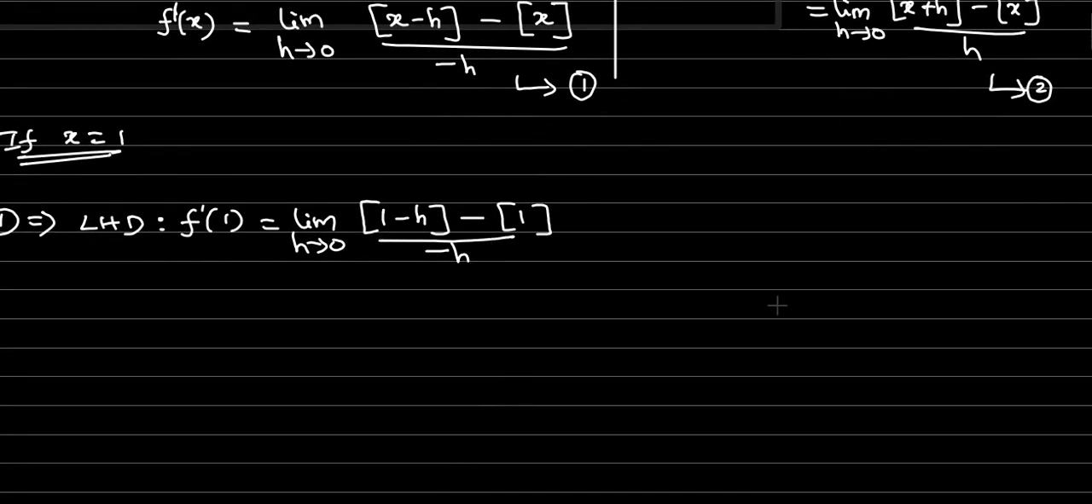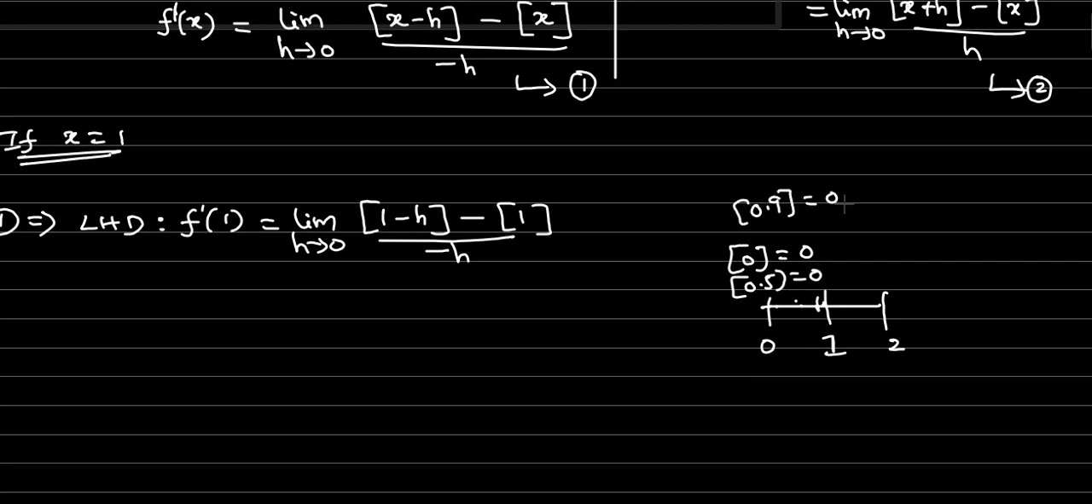Since it's a greater integer function, we know it well. 1 minus h, what is the meaning of that? From 1, we are just subtracting, so it is less than 1. If any value lies between 0 and 1, the greater integer value is 0. If it is the greater integer of 0.5, the value is still 0. If it is 0.9, the value is still going to be 0. So for 1 minus h, even if h is a small interval reduced from 1, whatever value lies between 0 and 1, the value is 0. So the greater integer of 1 minus h gives you 0.